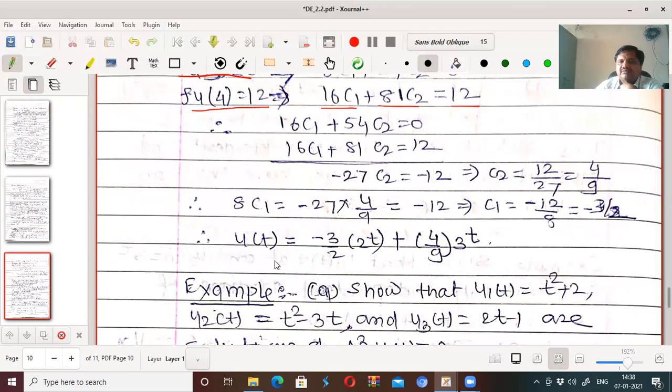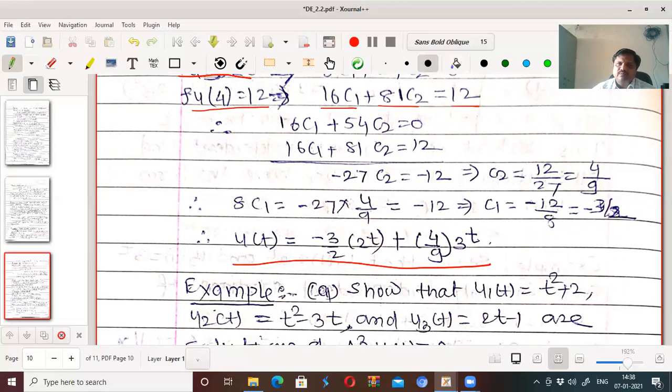And therefore u of t becomes minus 3 by 2 into 2 to the power t, c1 u1 t plus c2 u2. This is the unique solution of the given equation.